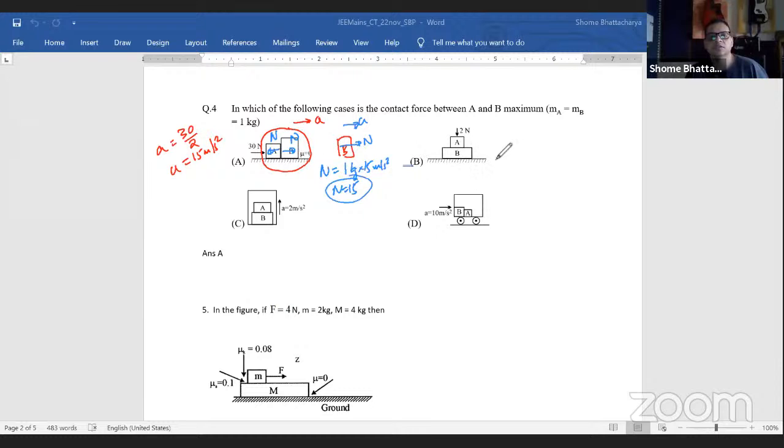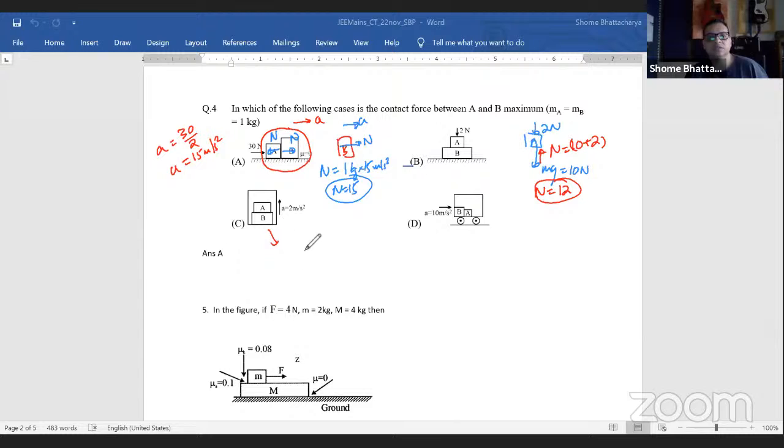Okay. Now in this, it's very easy. You just make A's free body diagram. So there is 2 newtons like this. There is mg equal to 10 newtons like this. So the normal reaction acting on it has to be equal to 10 plus 2. So in this case, the normal reaction is 12. Okay.